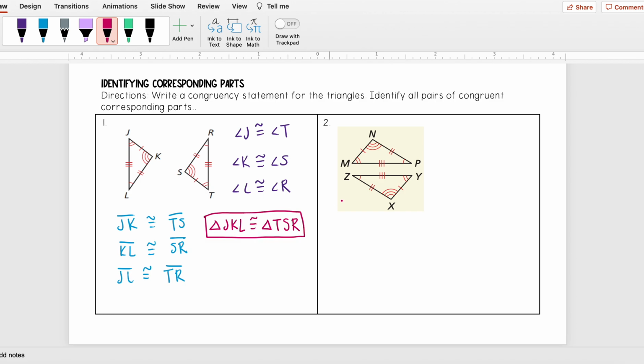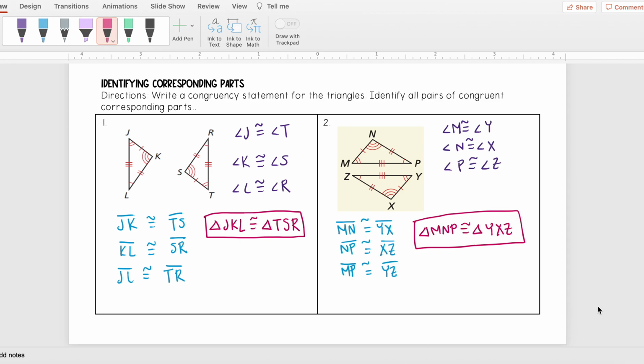Go ahead and pause the video. I want you to try and do the same thing with this second problem. When you think you have it, go ahead and press play. Okay, so the answer you should have gotten here is that triangle MNP is congruent to triangle YXZ.